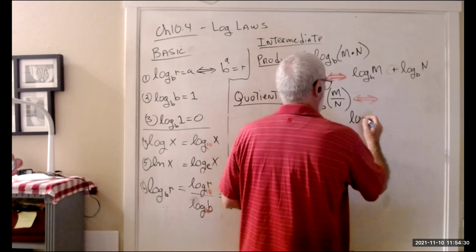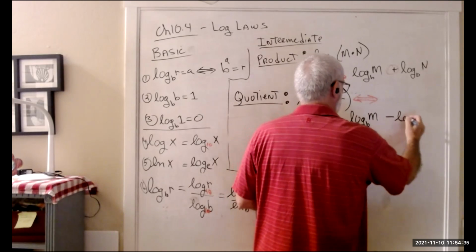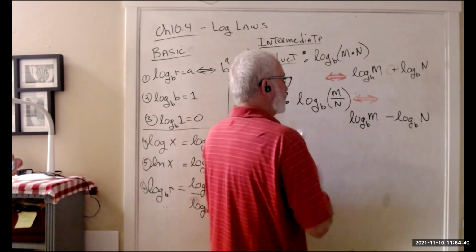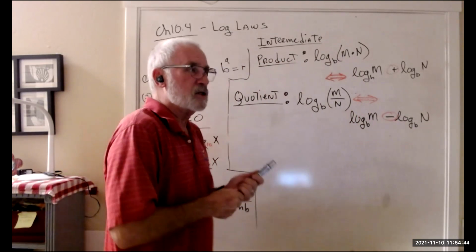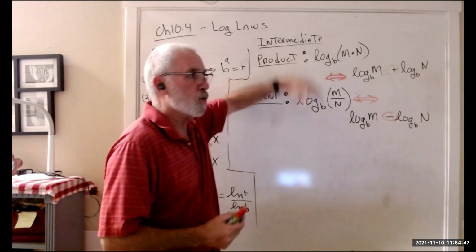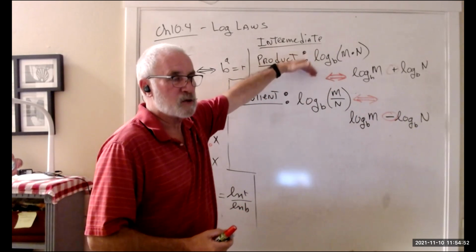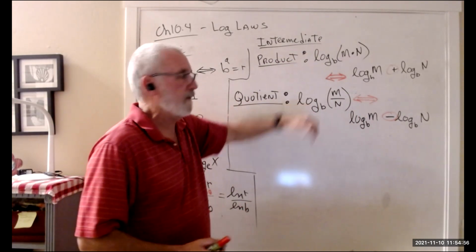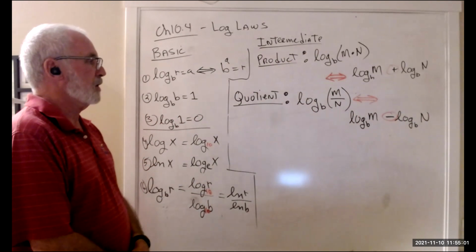They're minusing. It's going to become the log base b of m minus the log base b of n. So in terms of brain power and memorizing, to me, these two are almost the same thing. If you memorize one and think about it, you automatically have the second one. So again, for memorizing rules, that's an easy one.